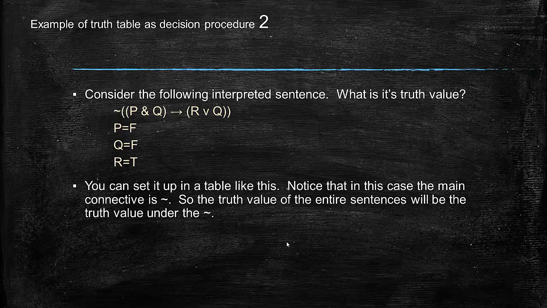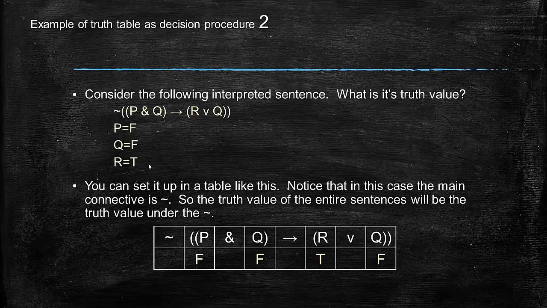Okay, check out another one. So here we have a different sentence with three propositions in it, P, Q, and R. P has been given false, Q has been given false, and R has been given the value T. And so we set it up again in a table like this.